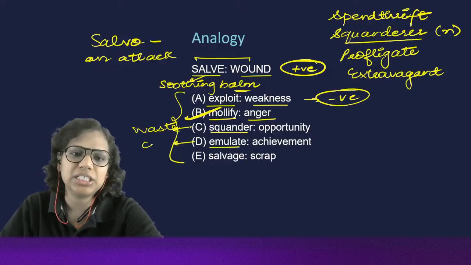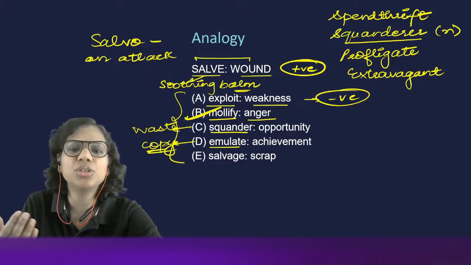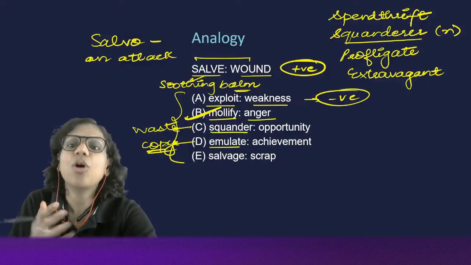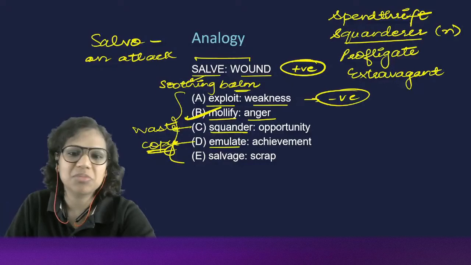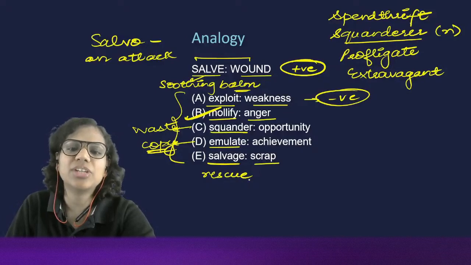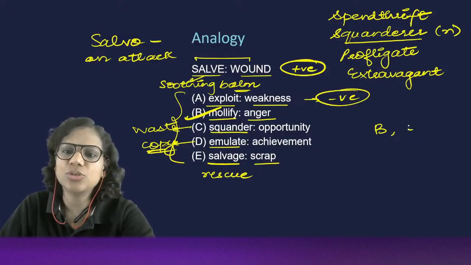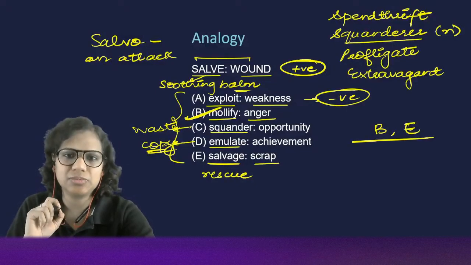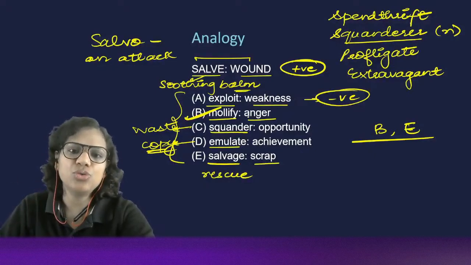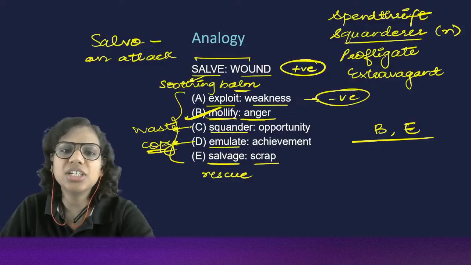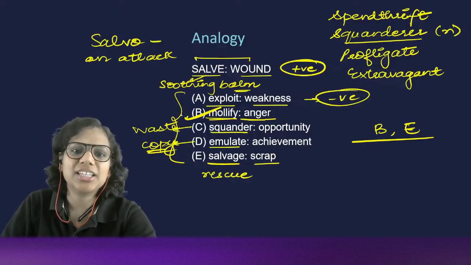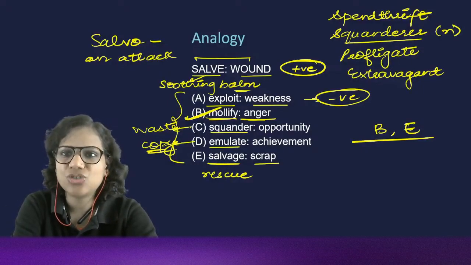Emulate means to copy. When you emulate someone's achievement, you want to achieve the way they have achieved. You want to copy in a way their achievements. So, no. Salvage is to rescue scrap. So, I think the two options that you should have narrowed down to should have been B and E. Mollify is to anger, salvage is to scrap. And out of these two, mollify is to anger is a closer relationship, because just like salve means to heal, mollify means to ease, right? And therefore, B. Make sense to you?